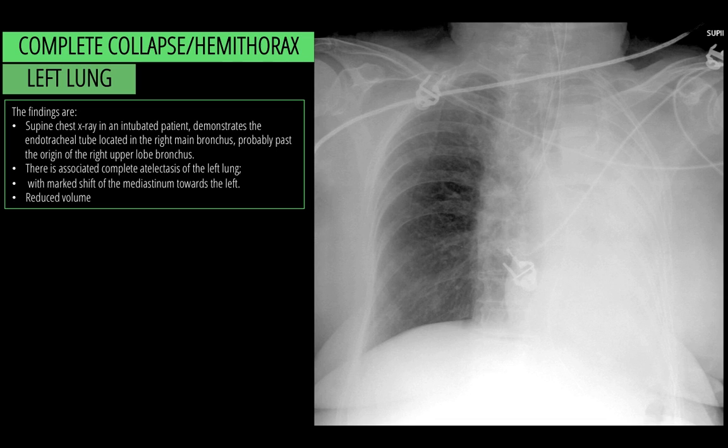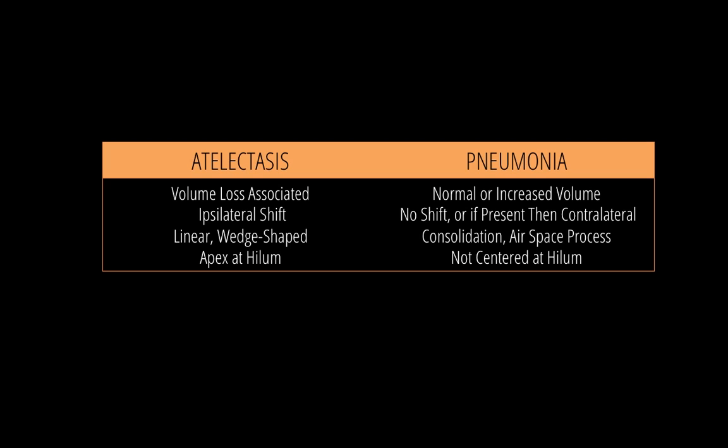So your key investigative signs are going to be to look for signs of volume loss, which are often going to be affiliated with a pulled mass effect, as well as increased opacity within your field of view. So you might be wondering then, how can I differentiate if we're looking at consolidation or a collapse? The key differential really is going to be looking at volume.